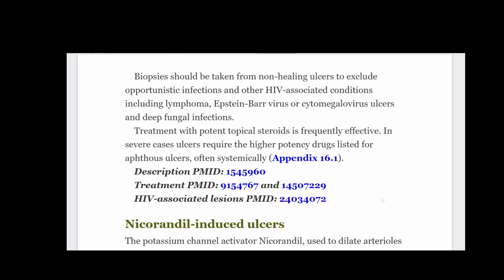Ulcers whose presentation does not match the three patterns of aphthae are classified just as HIV ulceration, previously atypical ulceration. Biopsies should be taken from non-healing ulcers to exclude opportunistic infections and other HIV-associated conditions including lymphoma, Epstein-Barr virus or Cytomegalovirus ulcers and deep fungal infections. Treatment with potent topical steroids is frequently effective. In severe cases, ulcers require the higher potency drugs listed for aphthous ulcers, often systemically, Appendix 16.1.